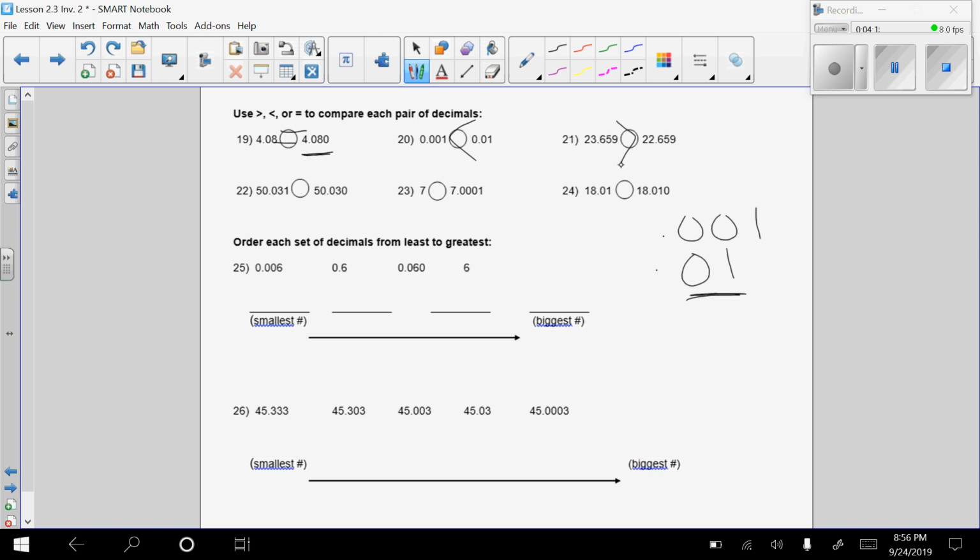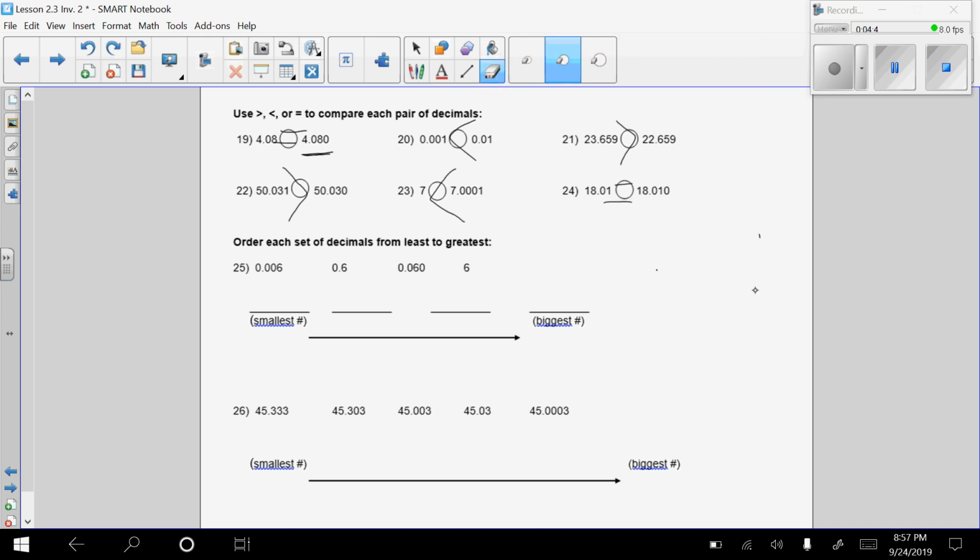You can stop the video and try the next 3 on your own, then come back to check to see if I was right or wrong. Now the next part of 25 tells us to list these decimals from least to greatest. Again, take the time to line your decimals up. I have 6 thousandths, 6 tenths, 6 hundredths, and 6.